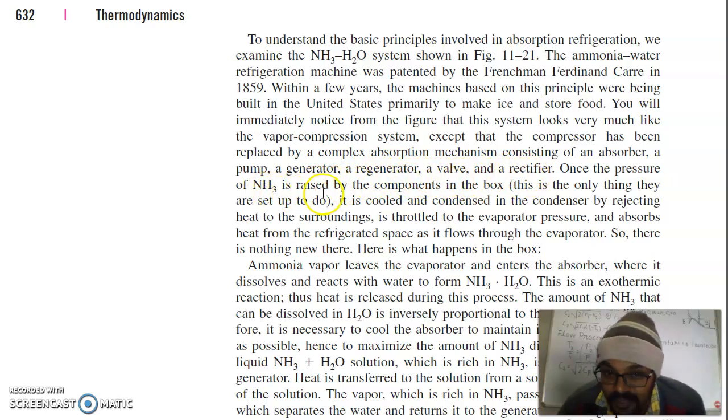Once the pressure is raised by the components in the box, which are set up only to do that, the ammonia is cooled and condensed in the condenser by rejecting heat to the surroundings, is throttled to the evaporator pressure, and absorbs heat from the refrigerated space as it flows through the evaporator. So there is nothing new. Here is what we had.